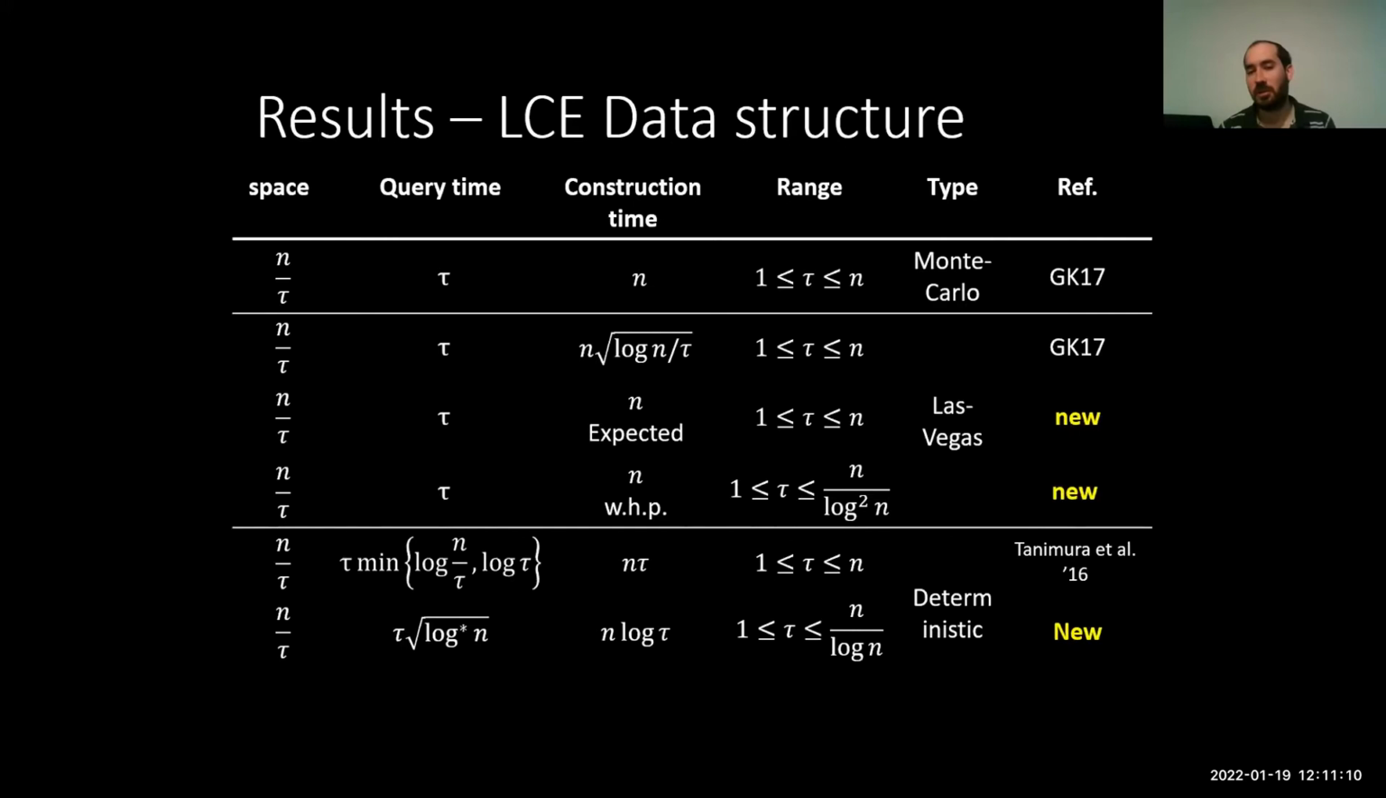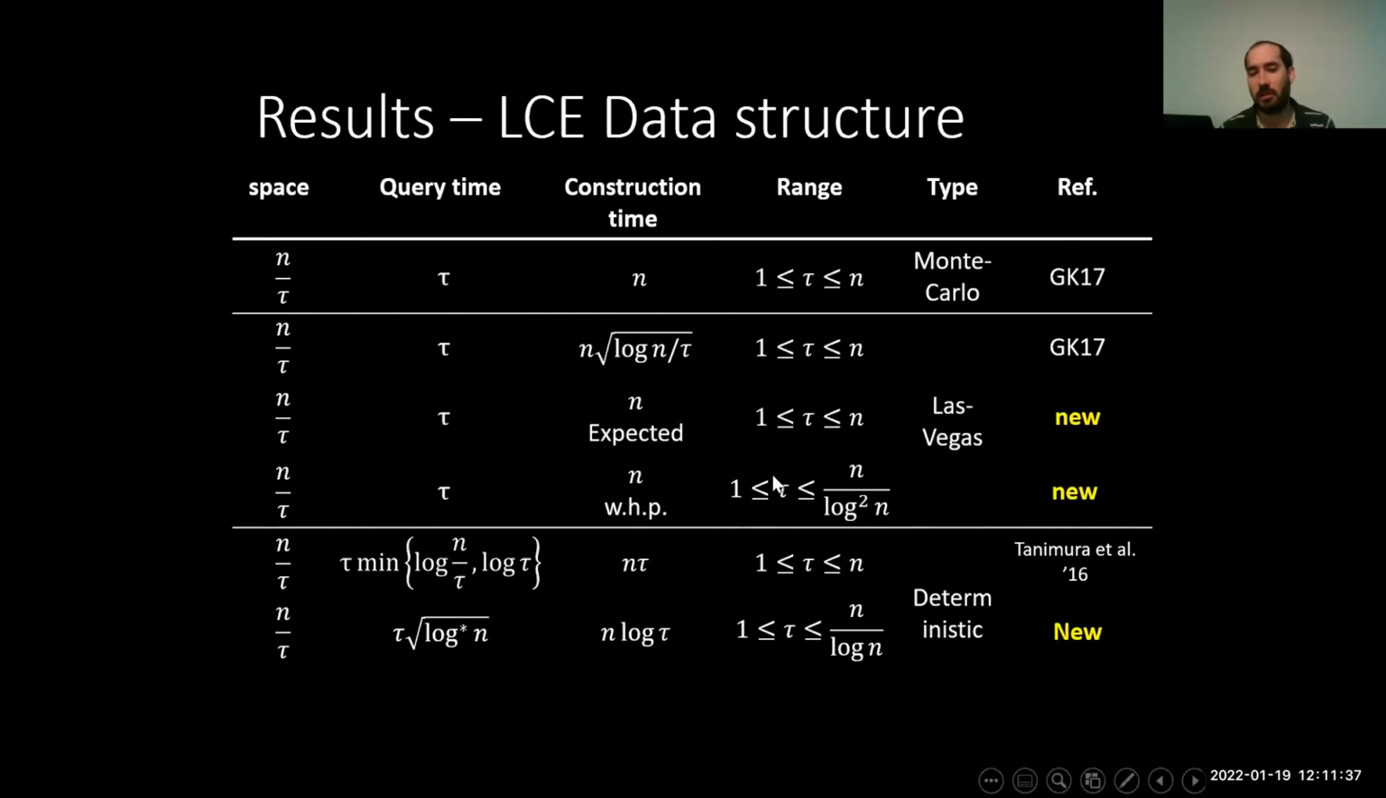However, if you want a Las Vegas algorithm, then the previous result has an additional factor in the construction time and is slightly worse. It takes n times square root of log n over tau. And we introduce here a result that has linear expected construction time, and even linear with high probability, as long as tau is not too large.